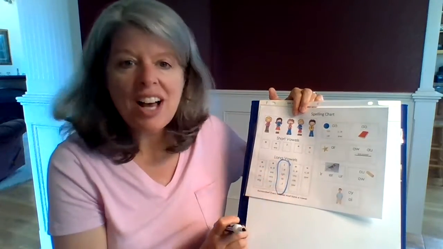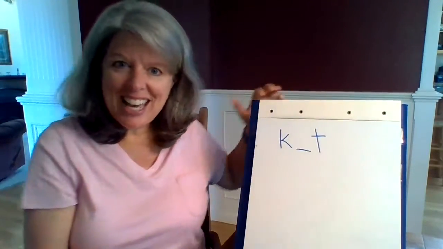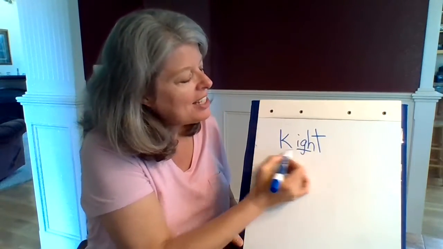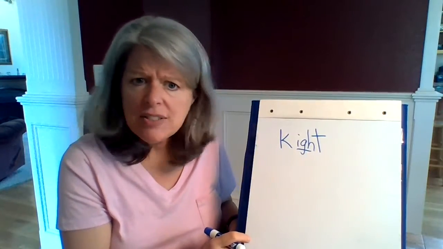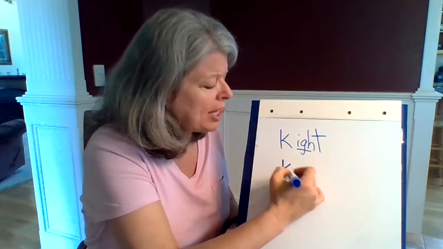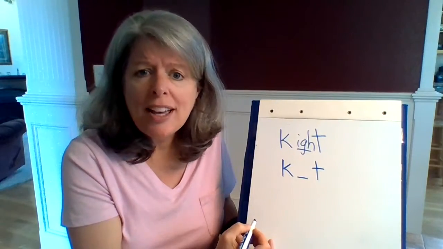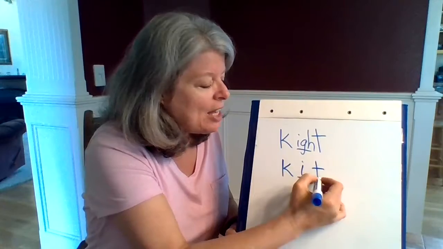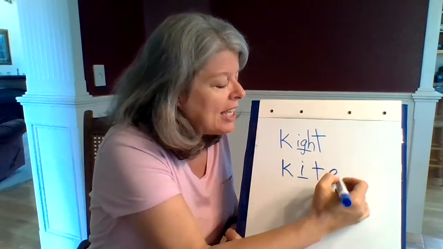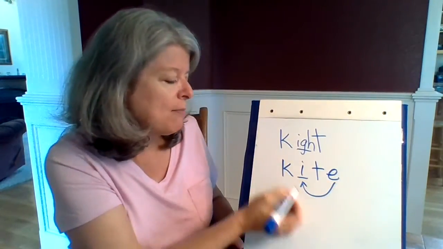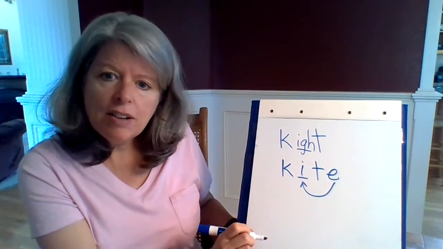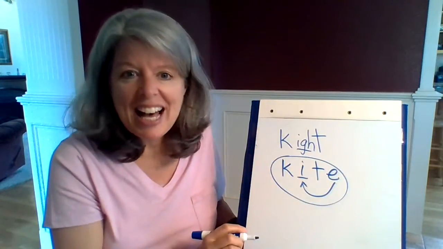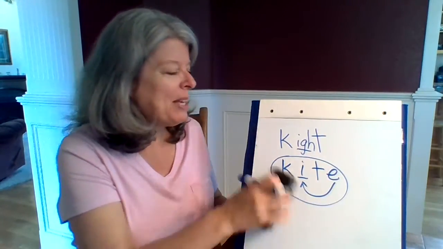Let's see, which one did you try? I'm going to try IGH. Let's see if that looks right. Kite. Oh, that looks funny. I'm going to try another spelling. Which one did you try? I'm going to try I blank E. That's silent E. I blank T, the T's in the blank. E, silent E tells I to say its name. Kite. Does that look right to you? Yeah, I'm going to circle it. K-I-T-E is the correct spelling.